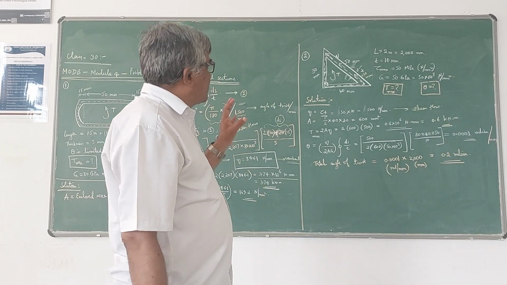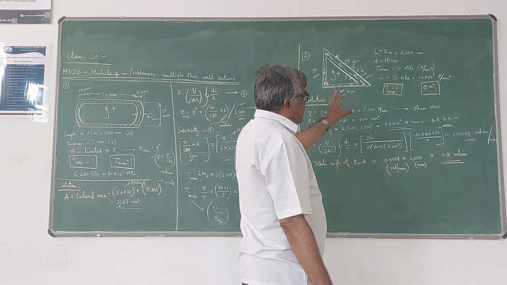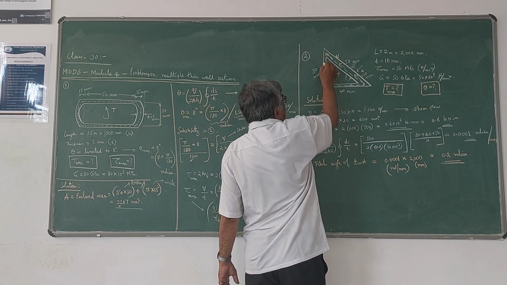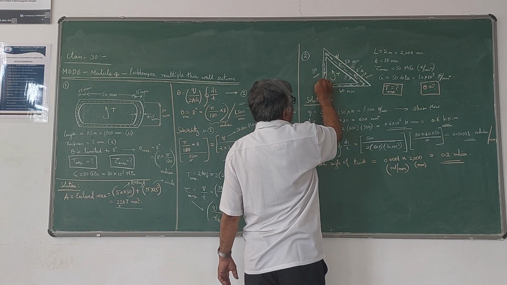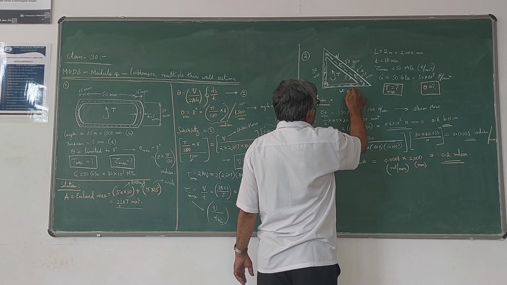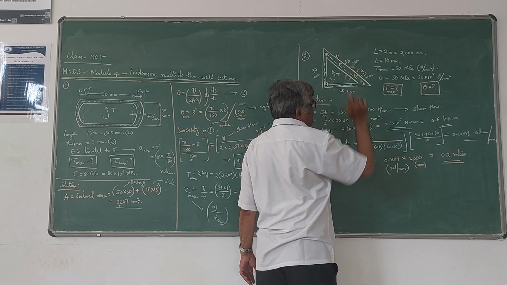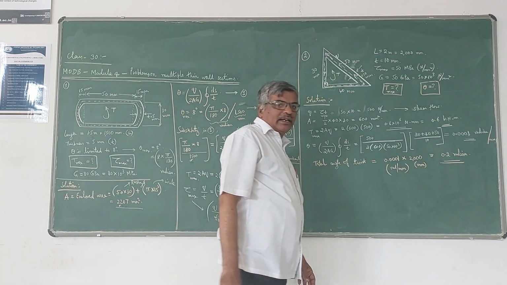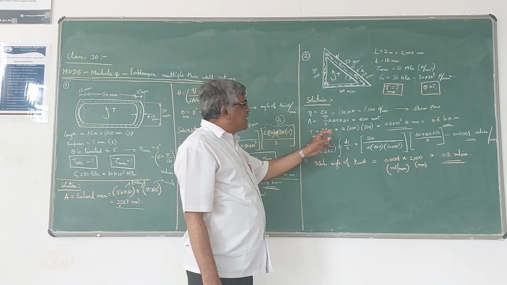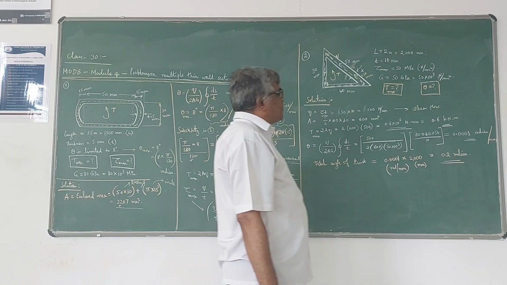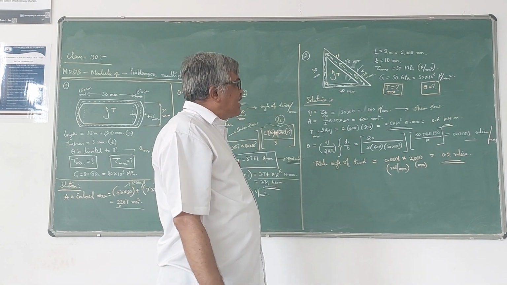Since it has uniform thickness of 10 mm, first I will take this 30. So ds is 30 divided by t, which is 10, plus ds is 40 divided by 10, plus ds is 50 divided by 10. So this is 30 plus 40 plus 50 divided by 10. That gives the closed integral ds by t value. If you simplify, you get 0.0001 radian per mm.